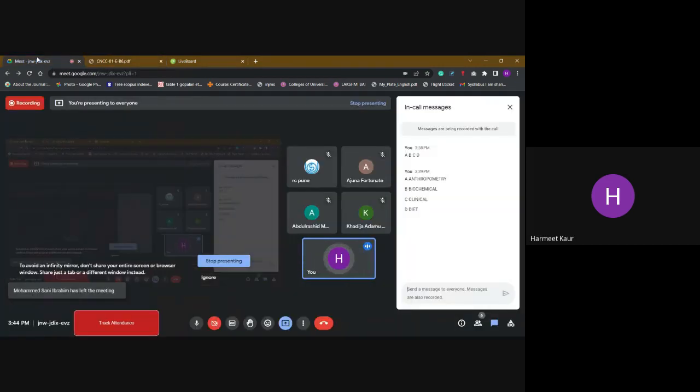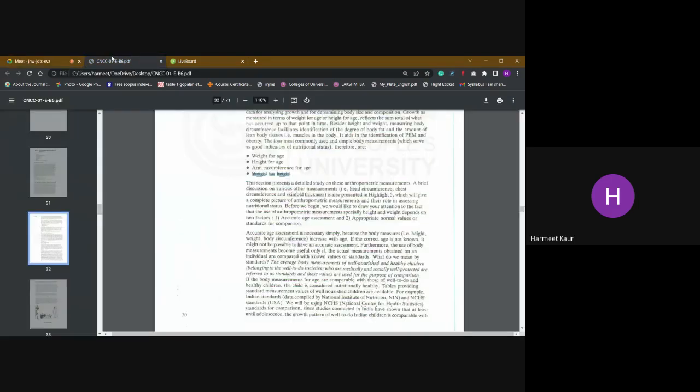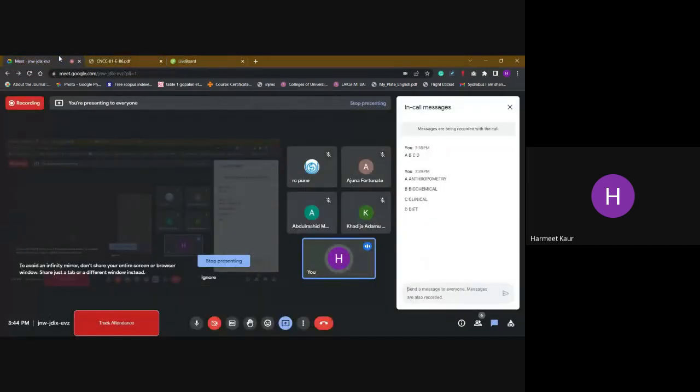Is this clear, class? So by anthropometry we mean taking body measurements. You are taking height, weight, circumferences, etc. All these physical parameters, physical dimensions, are part of anthropometry. And the four most commonly used measures which help in assessing the nutritional status, particularly in children and also adults, are weight for age, height for age, arm circumference for age, and weight for height. Is this clear up till now? Any questions? Anything you want me to repeat?